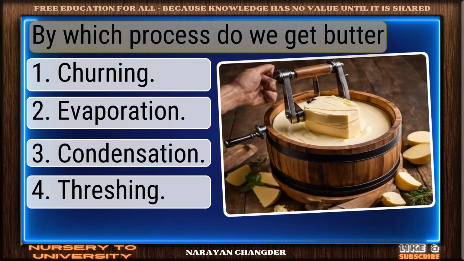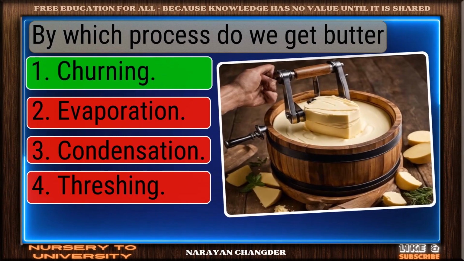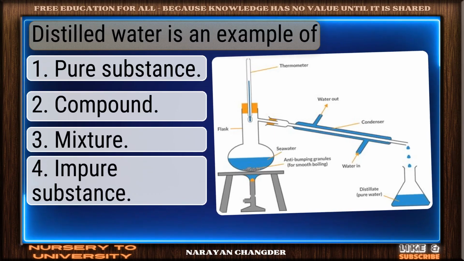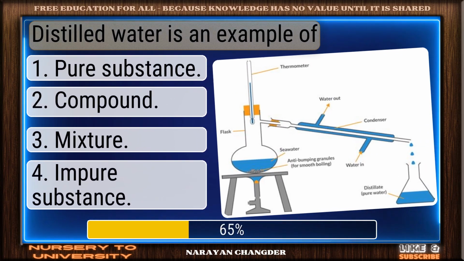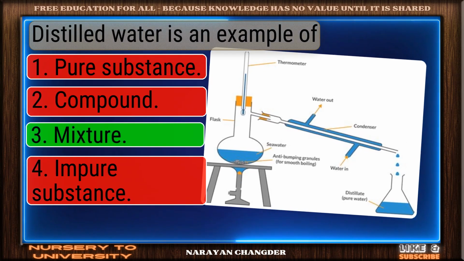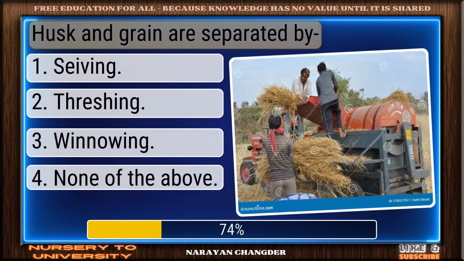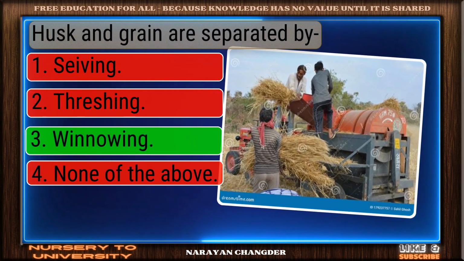By which process do we get butter? You got it. Your choice, churning, is right. Distilled water is an example of. Smart pick. Mixture is the correct choice. Husk and grain are separated by. Perfect. Winnowing is the correct choice.